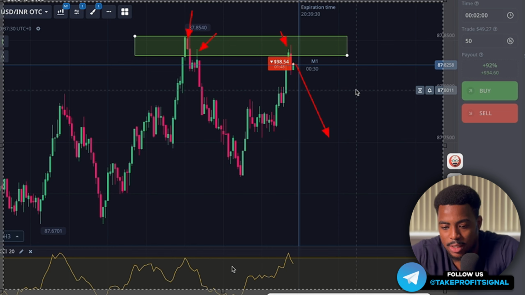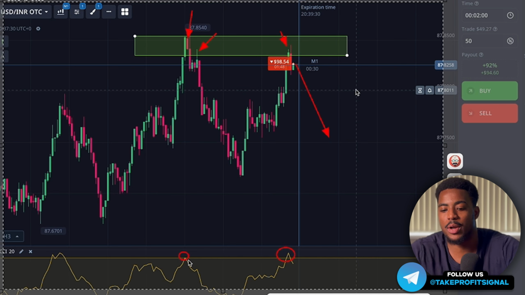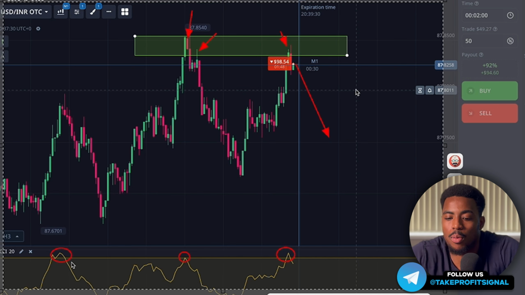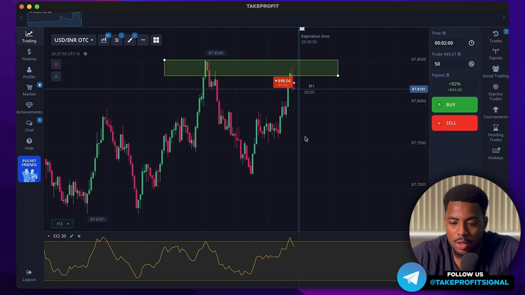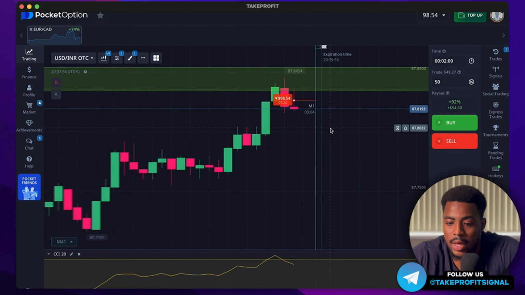for the third time. Next, we pay attention to the SSI indicator, which reached the upper limit in all previous cases. We fell after that on the chart. We've been falling here, and we are going to fall now. So we are opening a trade and waiting.